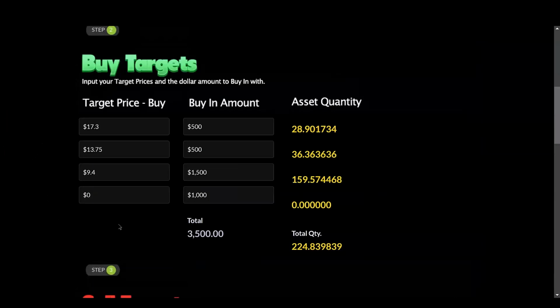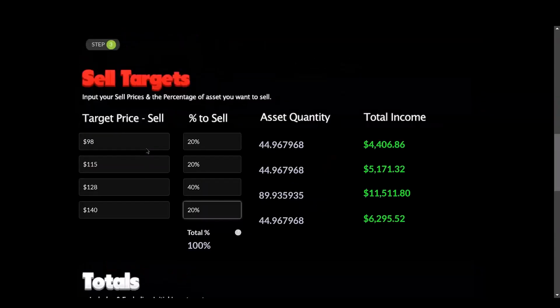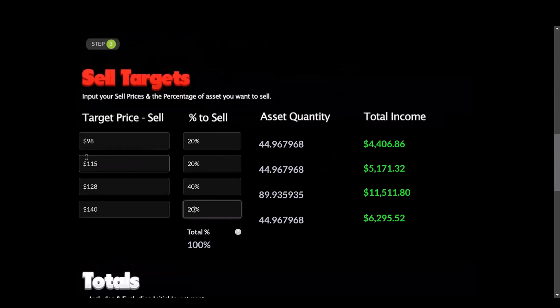So we've taken out that $5.50, the low, it's not going to get to. So we've taken out that low. We've kept our buy-in amounts the same. Now what we're going to do is look at a more speculative plan.